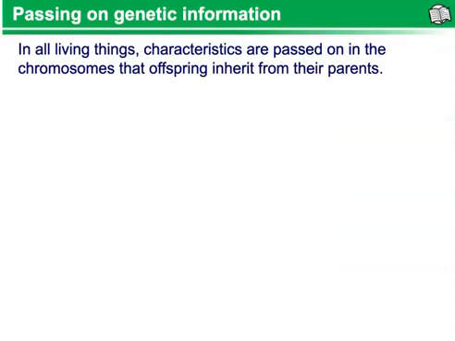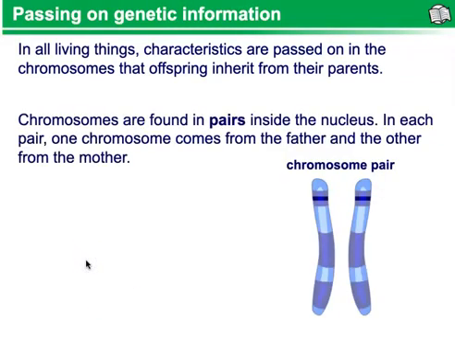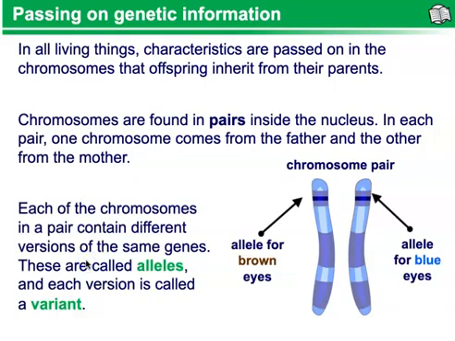Passing on genetic information. In all living things, characteristics are passed on in the chromosomes that offspring inherit from their parents. Chromosomes are found in pairs inside the nucleus. In each pair, one chromosome comes from the father and the other from the mother. Each of the chromosomes in a pair contain different versions of the same genes. These are called alleles, and each version is called a variant.